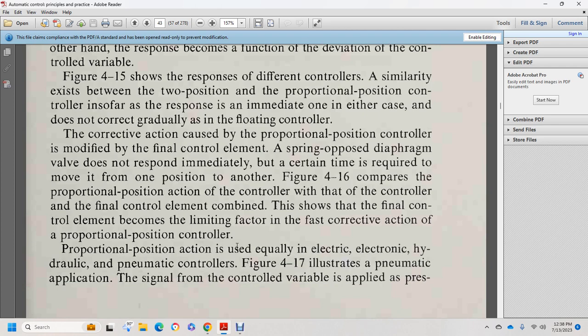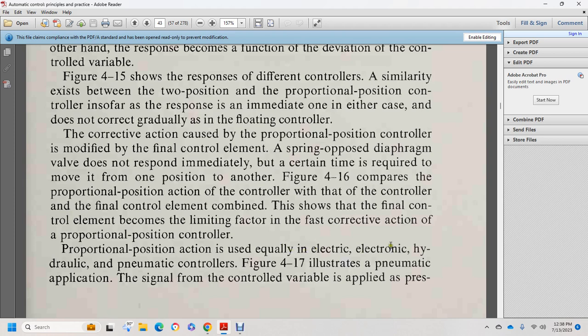The corrective action called for by the proportional position control is to modify the final control element, such as a spring over the diaphragm, which does not respond immediately; a certain time is required to move from one position to another. Figure 4.16 compares the proportional position action of the control alone with that of the control combined with the final control element, which becomes the limiting factor in the corrective action.